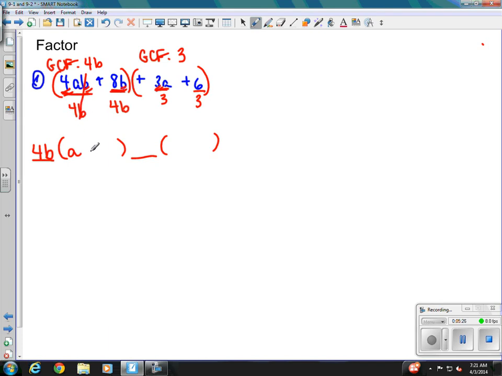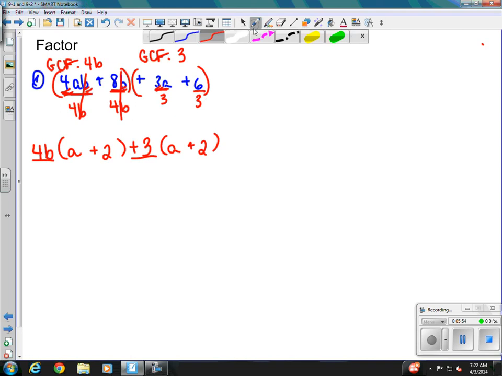Now drop down my plus sign. 8 divided by 4 is 2, and b divided by b cancels. Now here's where your signs have to come into play. If it's a positive 3, then I need to drop down plus 3 as my GCF, because plus 3 means it's positive 3. And now we divide our second parenthesis. So 3 divided by 3 is 1. I don't have to show it, but I can drop down my a. Plus 6 divided by 3 is 2.